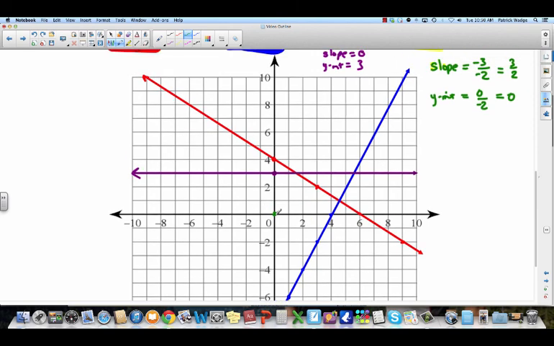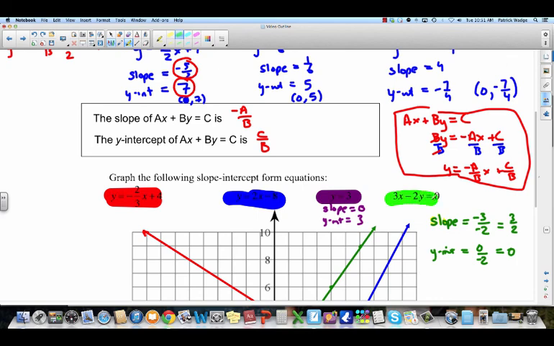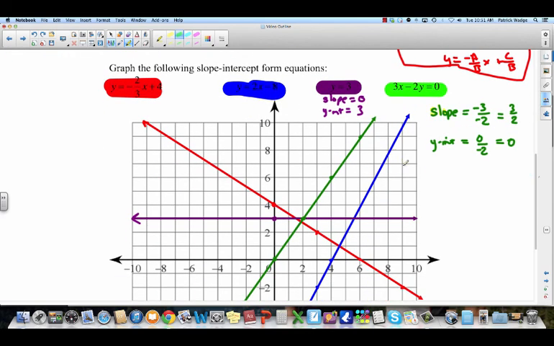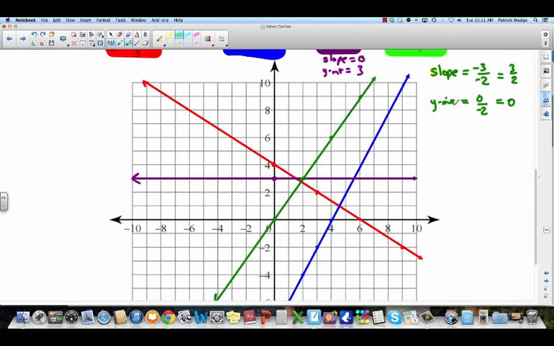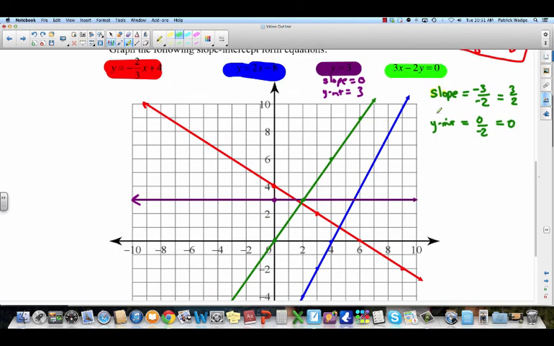And then we're going up 3, 1, 2, 3 over 2. Up 3 over 2. That's good. Now I can draw the line. And there you go, highlighted that green for you. There's your 4 lines on the same graph. I know it's a little bit complicated, but hopefully you get the idea.